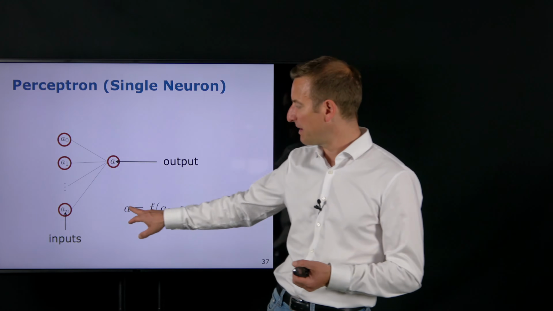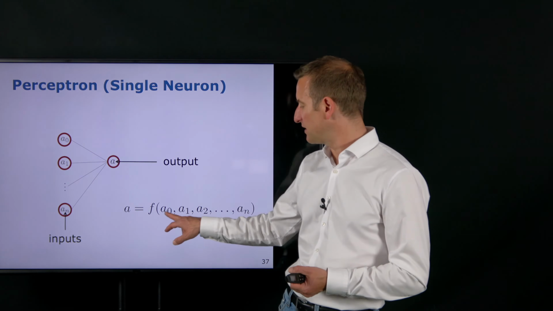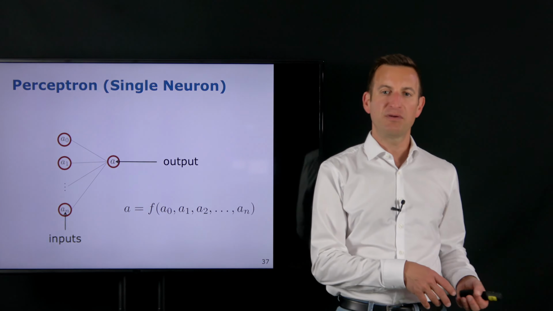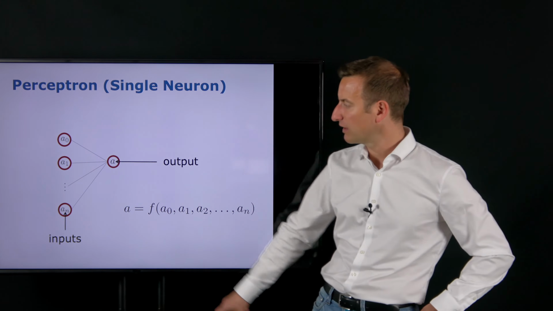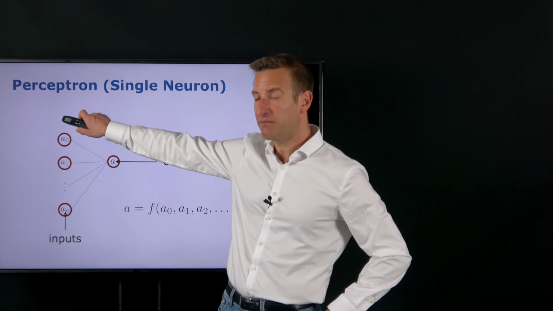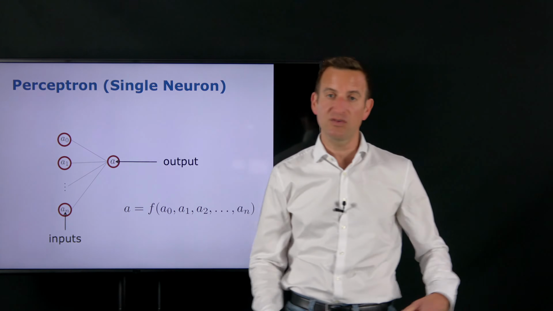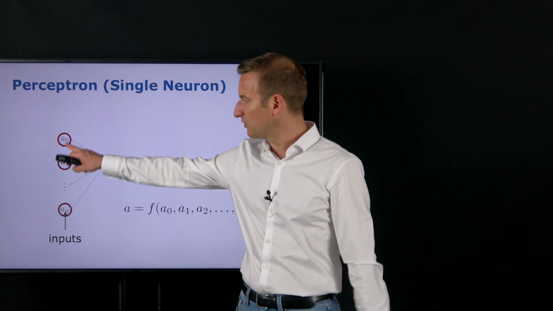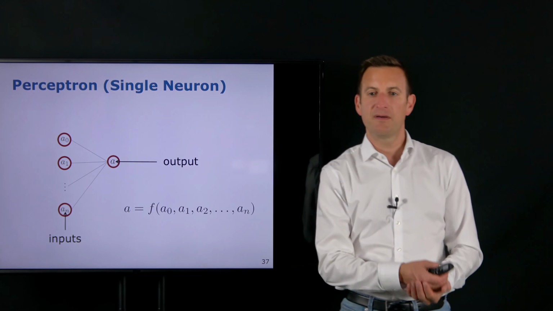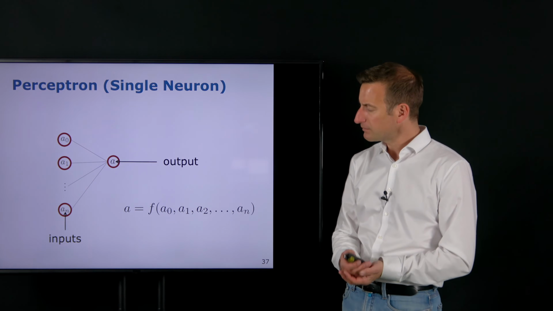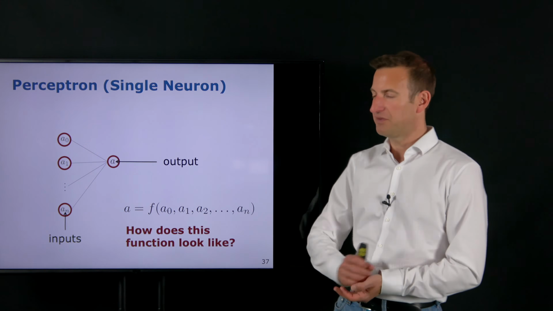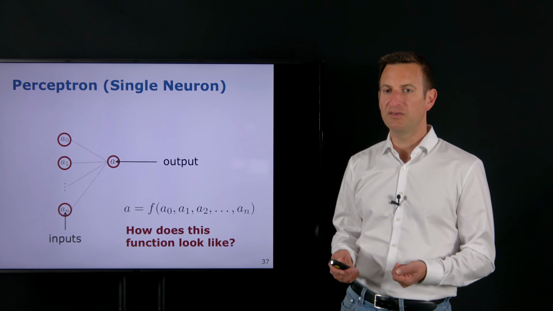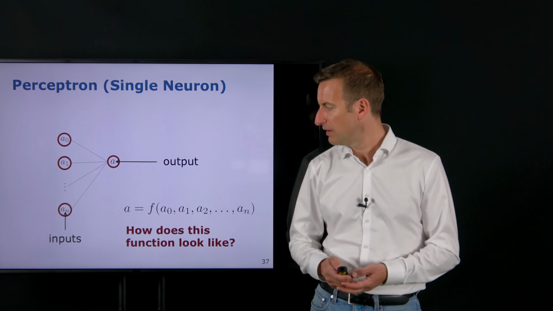So we can say my output A is a function that takes as input all the activations from the previous layer, all my input values. If this is the input layer of my network, these would be the different intensity values. If I'm deeper in my hidden layers, these would be the activations from the previous layer. Now the question is, how does this function actually look? How do we compute this neuron?